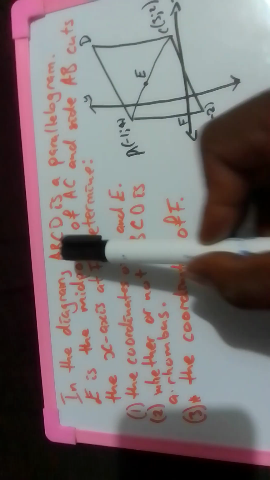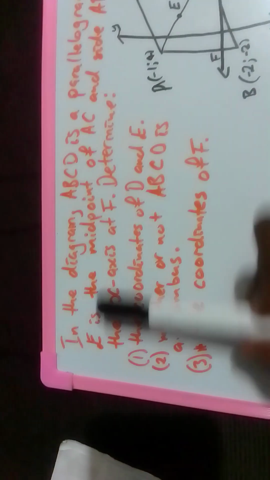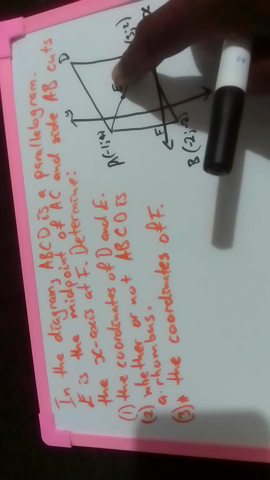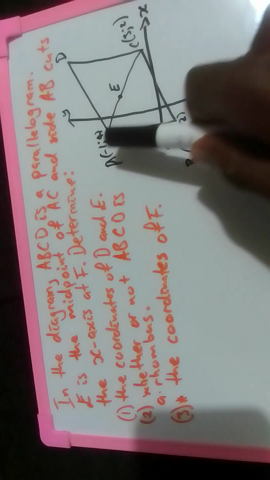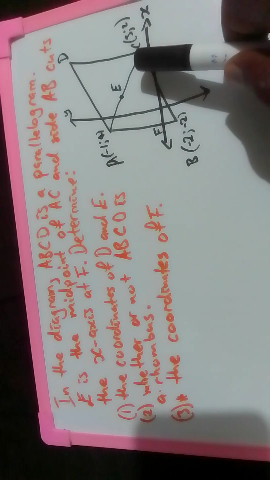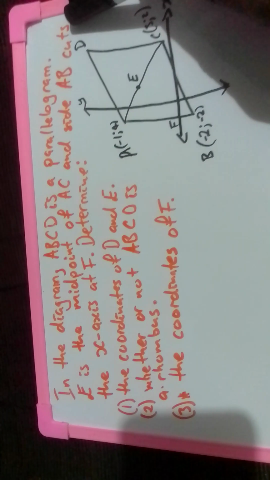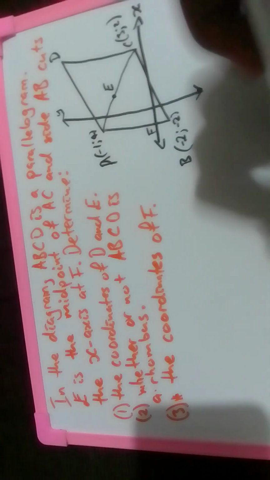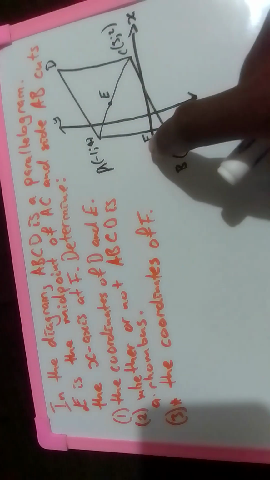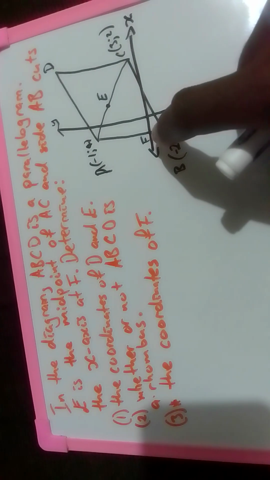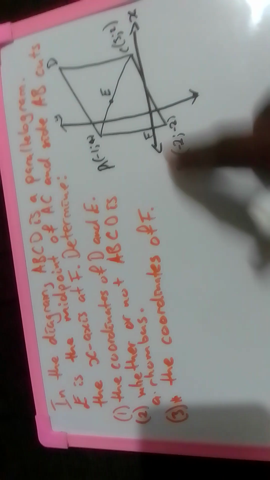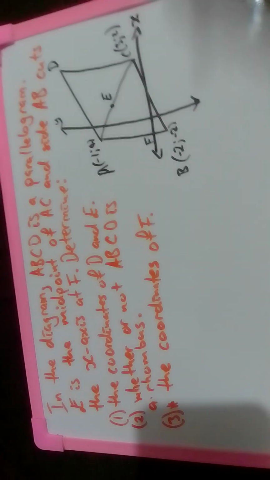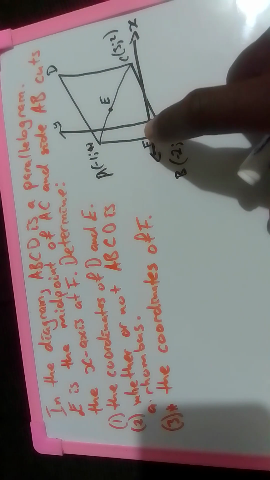In the diagram, ABCD is a parallelogram. E is the midpoint of AC, and side AB cuts the x-axis at F. So this side AB cuts this x-axis at this point F, which is written here. But observe, F does not have coordinates. But what do we know about F if it's cutting here on the x-axis? From our functions, we know that point F is what we call an x-intercept.